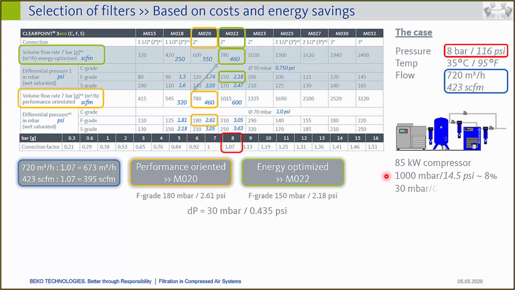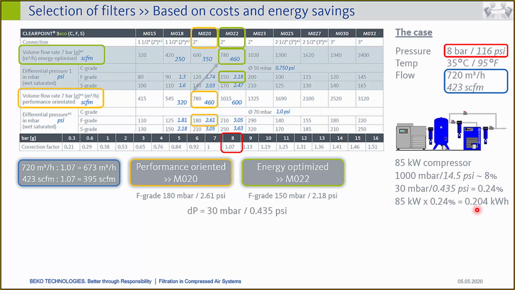So this calculation with 30 millibar or 0.435 psi will lead to an energy consumption increase by the compressors of 0.24%. And using that 0.24% for the kilowatt calculation, we will end up here at 0.204 kilowatt hours on a higher energy consumption rate for the compressor itself.